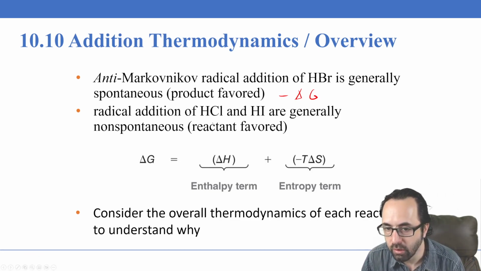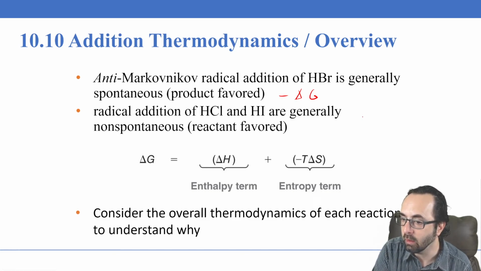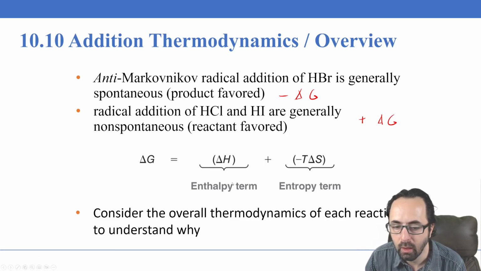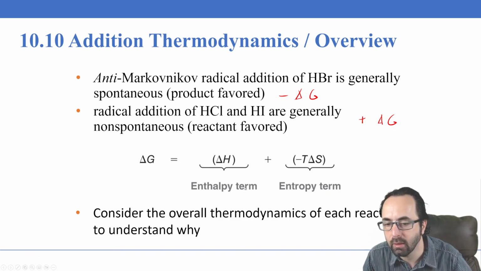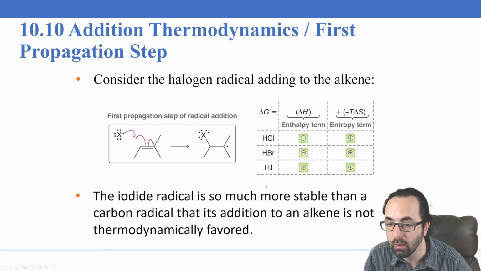The radical addition of HCl and HI are non-spontaneous, so these are going to have a positive delta G. So if we want to do this radical addition, we want to do this with bromine. Again, we could calculate this, right? If we calculate the delta H based on the bonds breaking and the bonds making, and then calculate the entropy, we could determine this. This generally is true. So let's think about the enthalpy and the entropy.